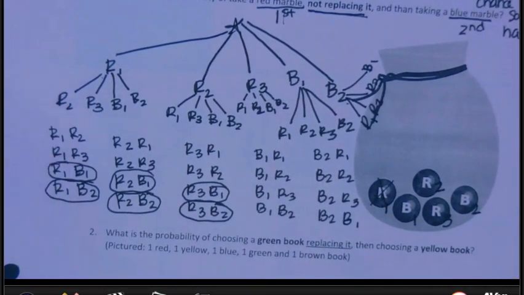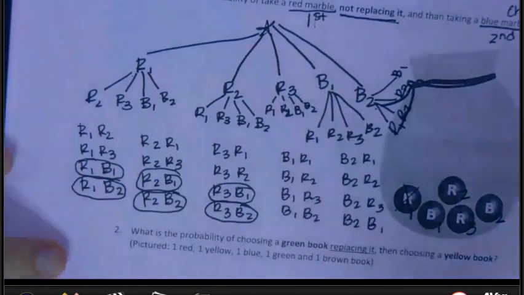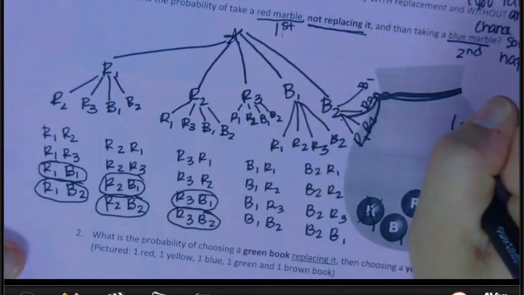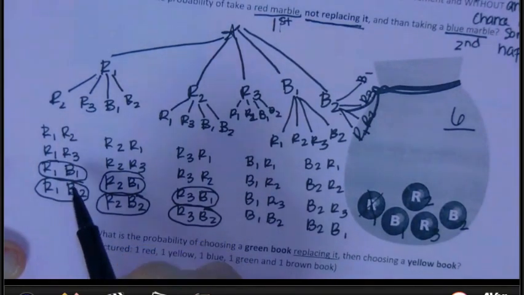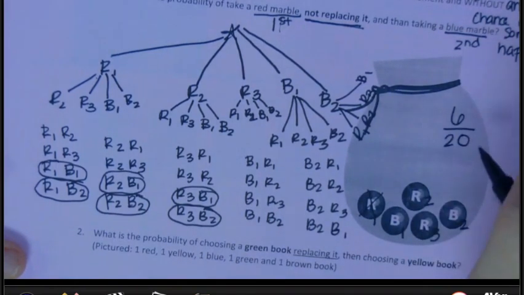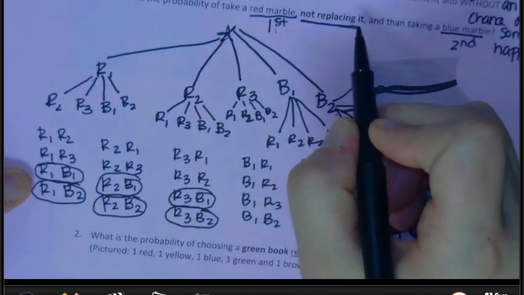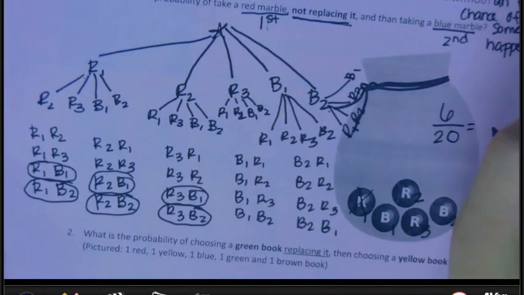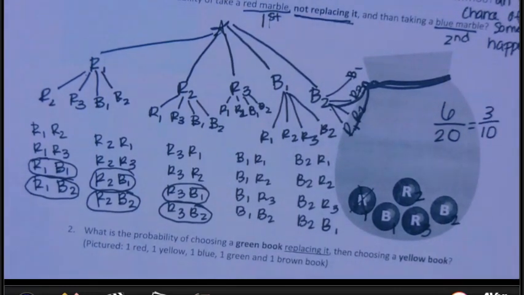So how many outcomes did we circle where we got red first, then a blue? Well, we received 6 outcomes that we want out of 1, 2, 3, 4 in each column. And I have 1, 2, 3, 4, 5. So I have 20 outcomes. So 6 out of the 20 have red first, then a blue, while not replacing it. And this can be simplified down to, I think it's what, divided by 2, you get 3 over 10. And you get a 3 out of 10 chance.